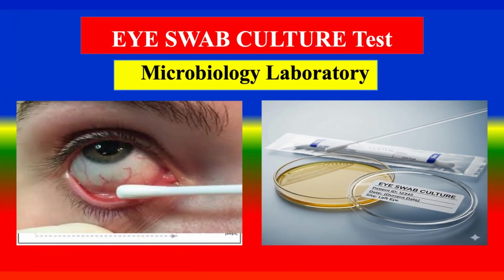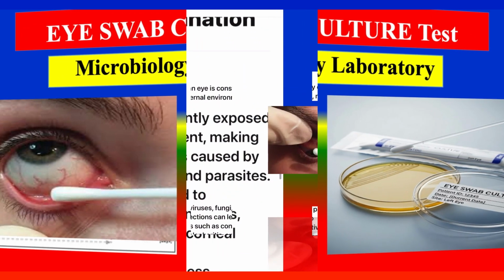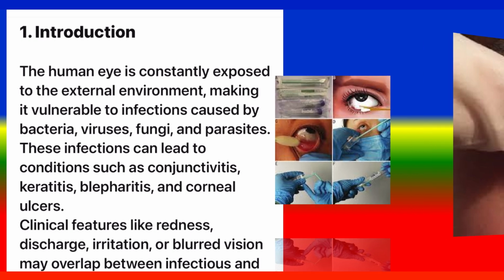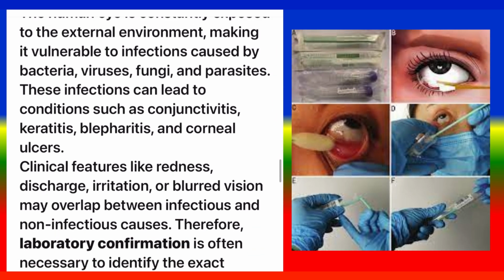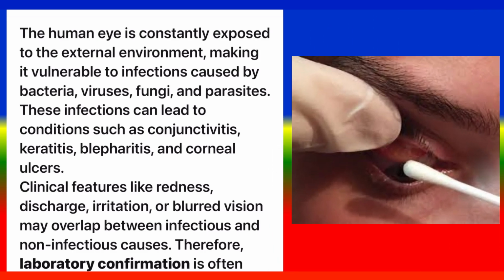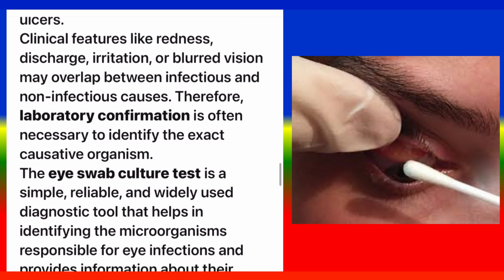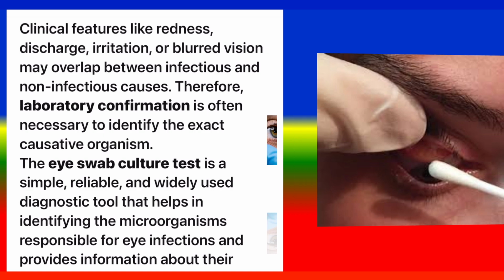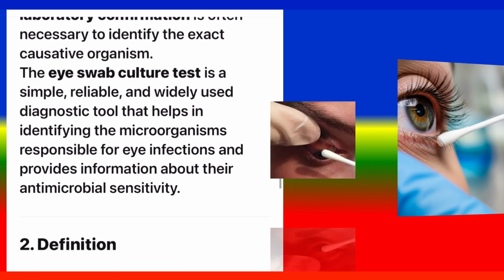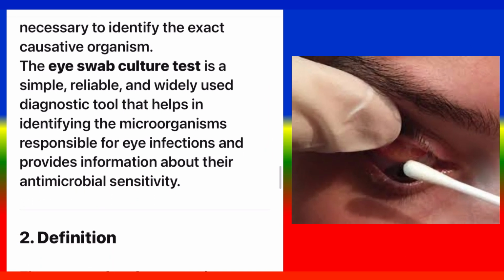Eye Swab Culture Test, detailed explanation. 1. Introduction. The human eye is constantly exposed to the external environment, making it vulnerable to infections caused by bacteria, viruses, fungi, and parasites. These infections can lead to conditions such as conjunctivitis, keratitis, blepharitis, and corneal ulcers. Clinical features like redness, discharge, irritation, or blurred vision may overlap between infectious and non-infectious causes. Therefore, laboratory confirmation is often necessary to identify the exact causative organism.